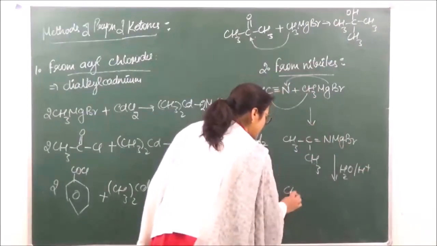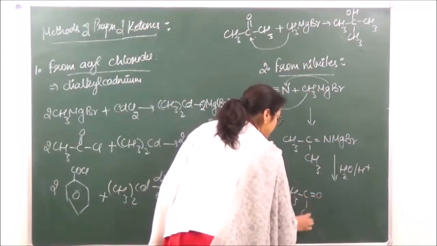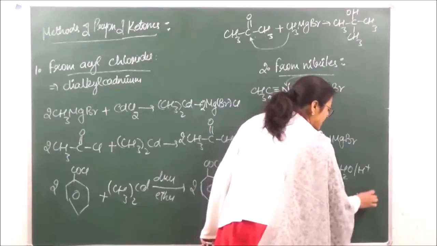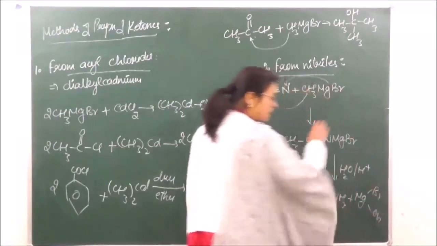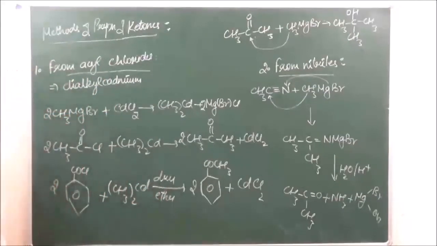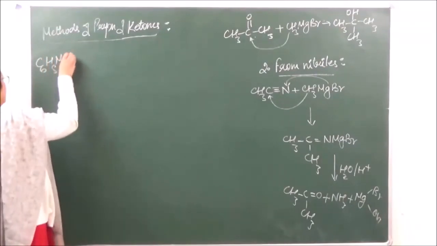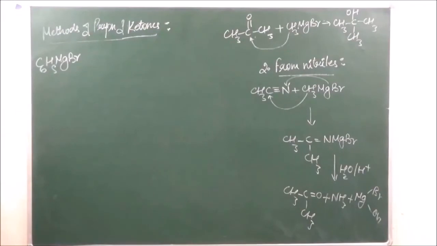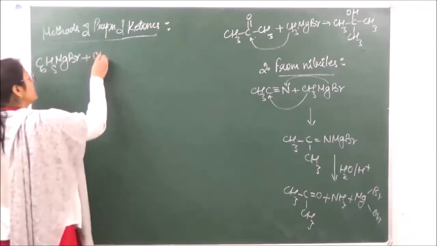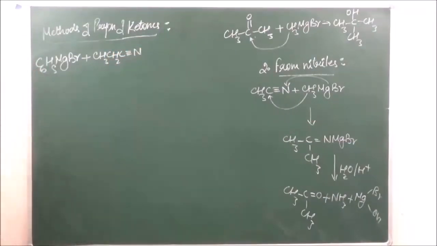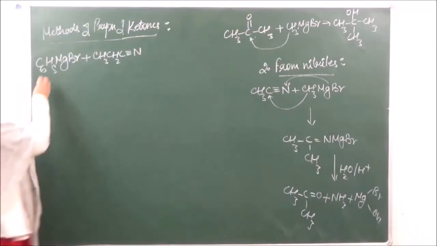when we are going to get a ketone plus ammonia plus MgBr and OH. Okay? So this is going to be the reaction over here. If you're taking phenyl magnesium bromide, phenyl magnesium bromide is C6H5MgBr. This is phenyl magnesium bromide, and we are reacting it with CH3 CH2 C triple bond N. Okay, the mechanism is going to be the same.